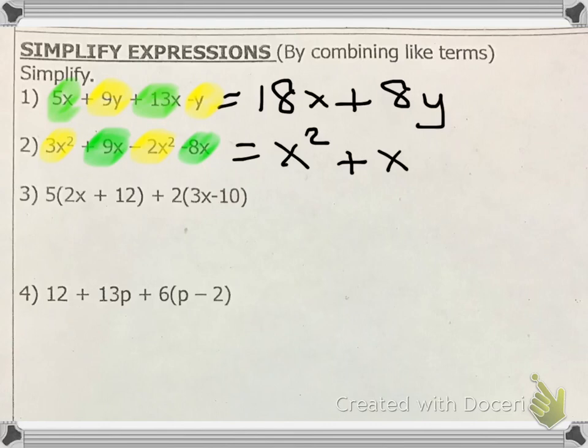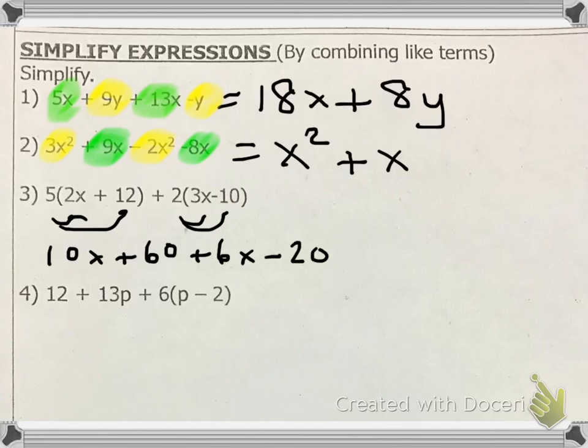Okay, let's take a look at question number 3. I notice we have some parentheses here. We cannot combine like terms because order of operations would tell us to simplify inside the parentheses first. So to get rid of the parentheses so we can combine, we have to use the distributive property. So my first step is to multiply the 5 times the 2x, which gives us 10x. And 5 times 12 is 60. And then over here, 2 times 3x would be 6x. And 2 times 10 would be 20. So that's minus 20.